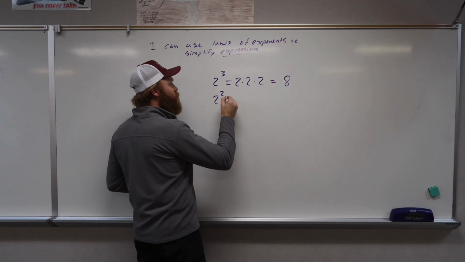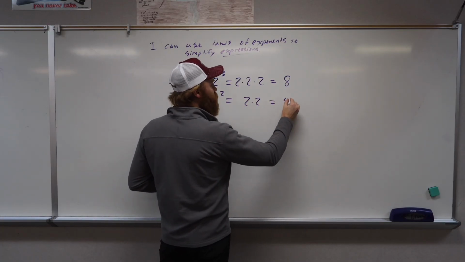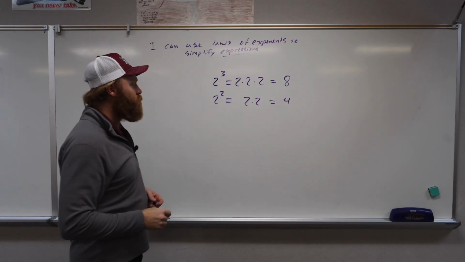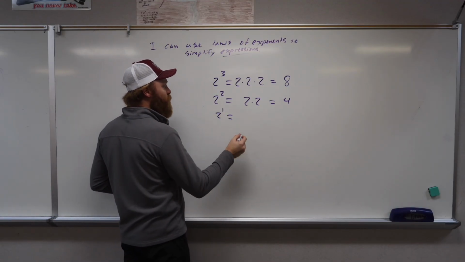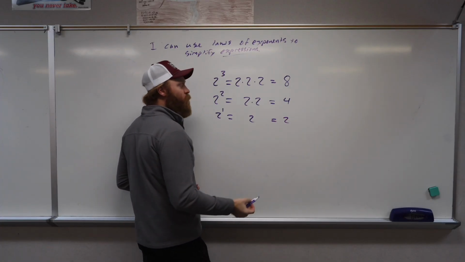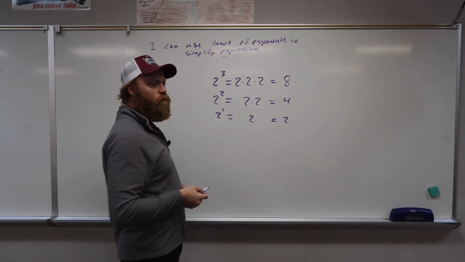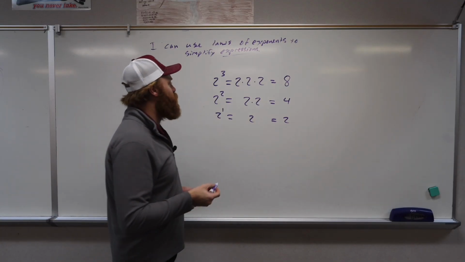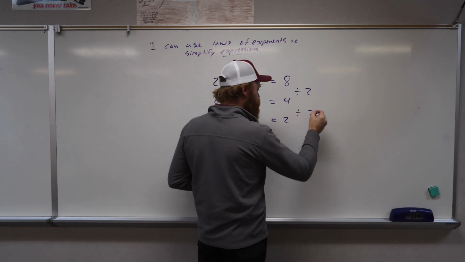Next, we'd have 2 squared. What does that mean? 2 times 2. And what does that equal? 4. Continue the pattern. 2 to the first power is going to equal 2. And then I have the students notice, what are we doing to get from 8 to 4 to 2? And a lot of times they pick up that we're just dividing by 2 each time, which is exactly right.